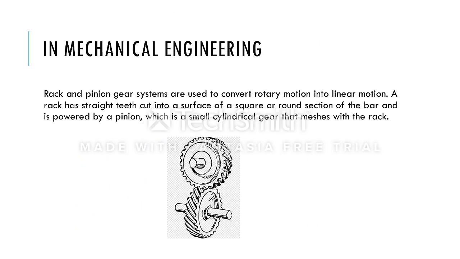Rack and pinion gear systems are used to convert rotary motion into linear motion. A rack has straight teeth cut into a surface of a square or round section of the bar and is powered by a pinion, which is a small cylindrical gear that meshes with the rack.